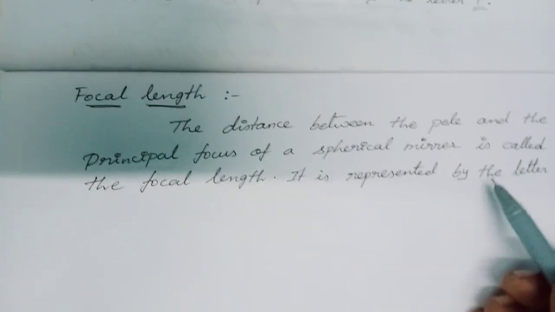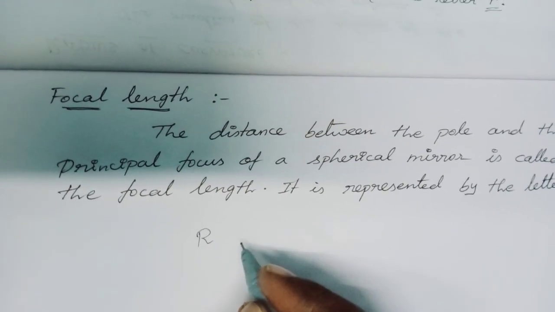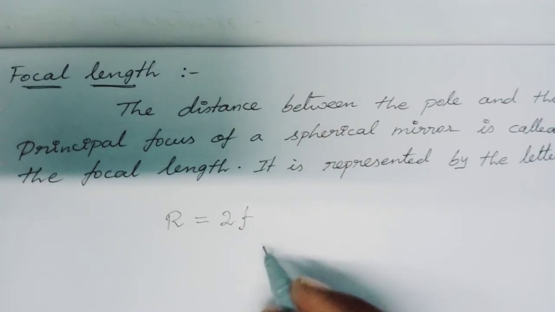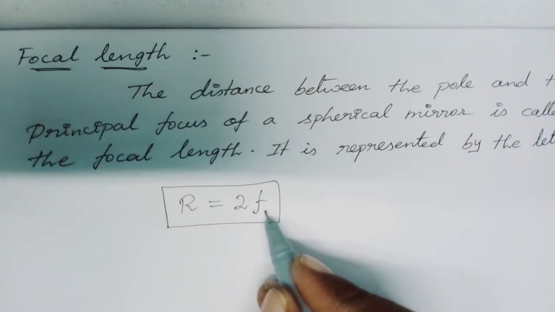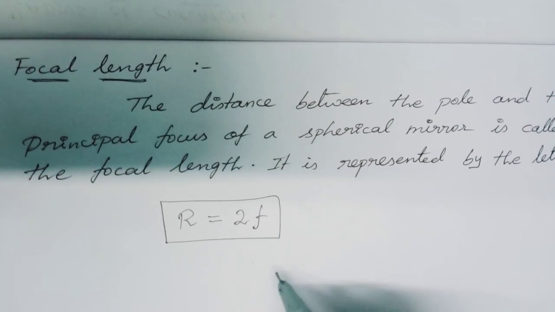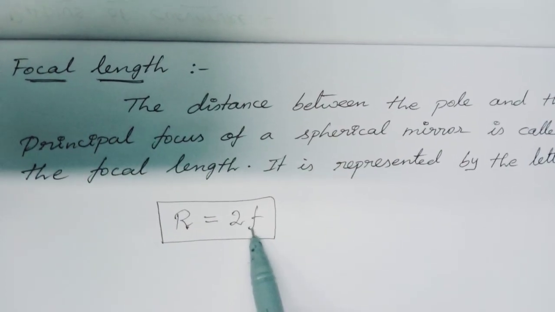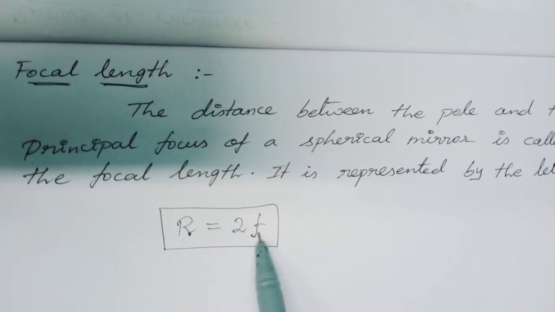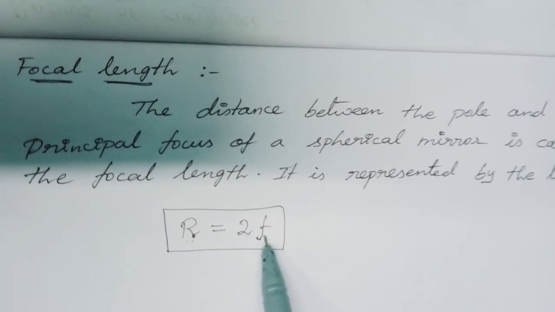By using that observation, we can write that the radius of curvature R is equal to 2 times the focal length. This is a very important relation between the radius of curvature and the focal length. By using this formula, we are going to solve numerical problems also. So be clear about this. R is the radius of curvature and small f is the focal length. What is the relation between them? The radius of curvature is equal to twice the focal length.